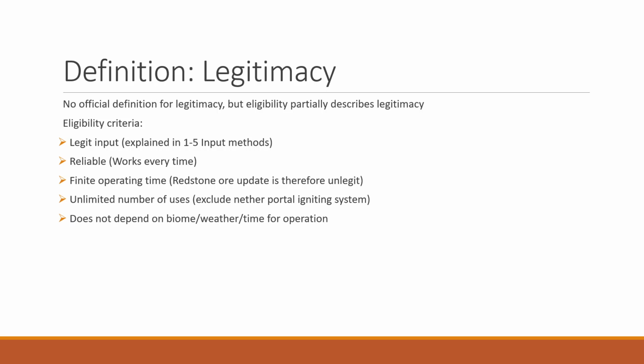The next thing is that the contraption must not depend on the biome or the weather for operation, because you may have some contraptions that would not work during the day or during the night if you're using a daylight sensor, for example, or in some cases some biomes or weather will affect the contraption, then it's not legit. The next thing is that it doesn't rely on mob AI to function. This is particularly important if you are using mobs, because you need to check whether what the mob does actually relies on mob AI.